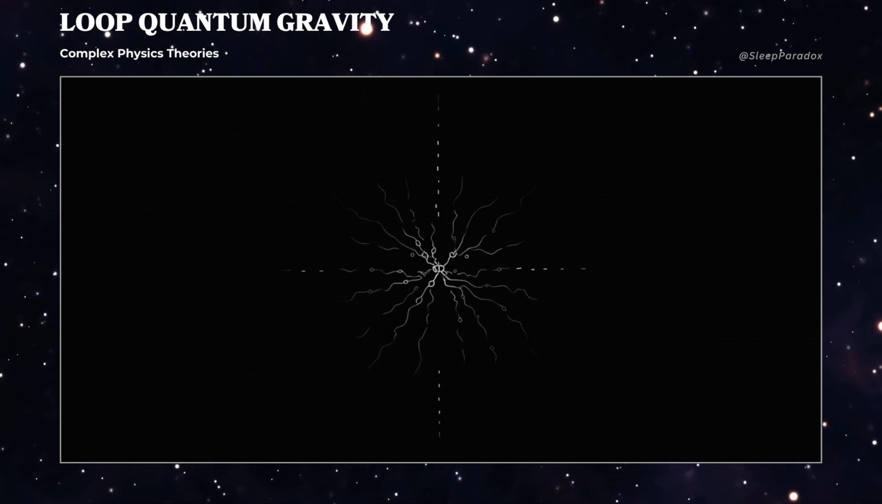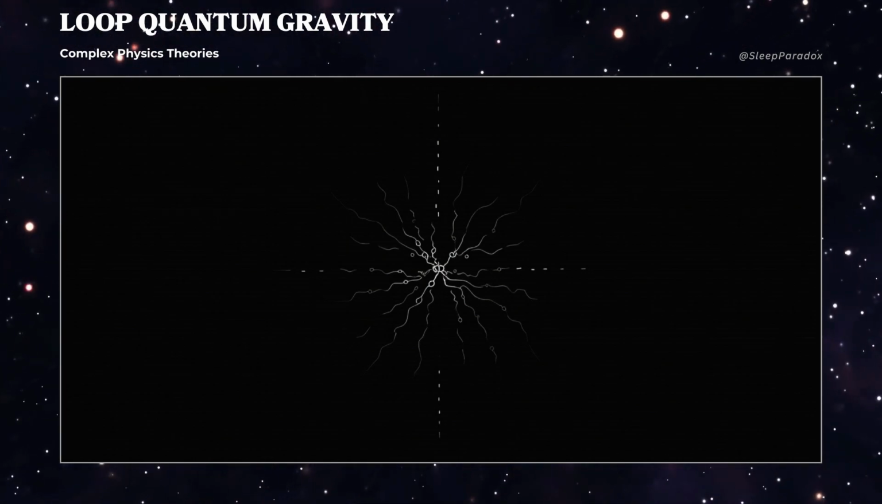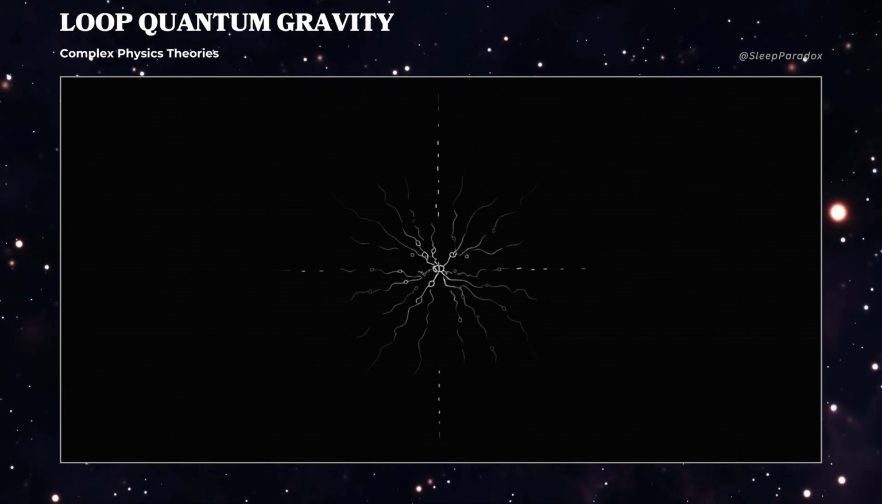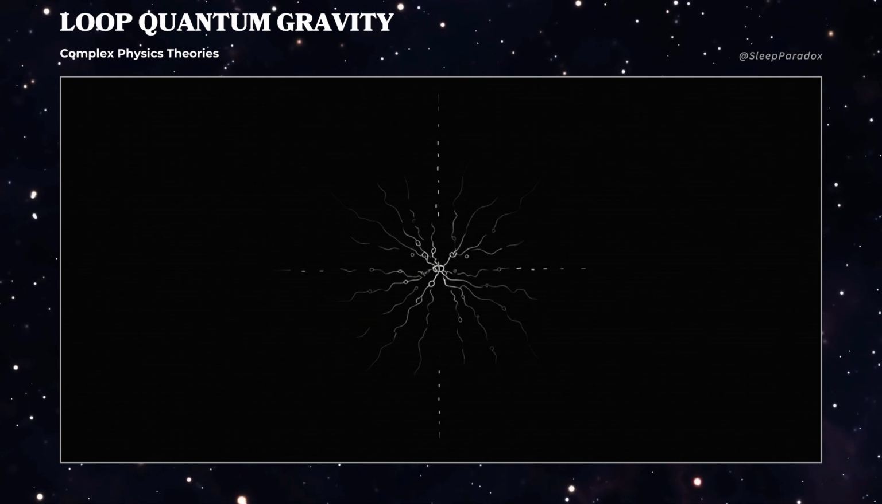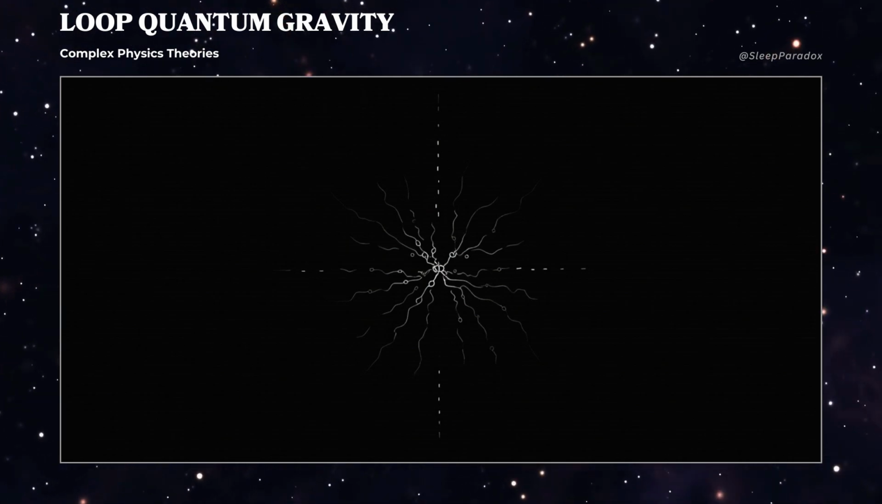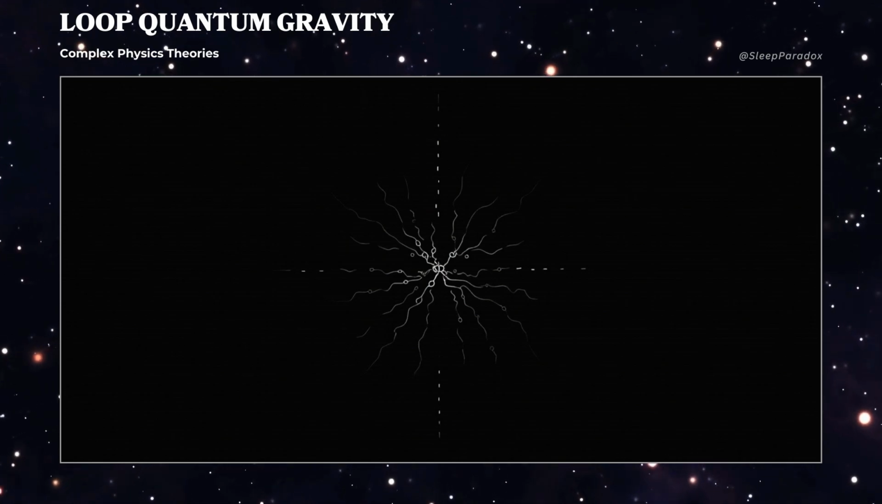What makes loop quantum gravity compelling is its simplicity. It does not rely on extra dimensions or unobservable entities. It starts with the basic idea that space and time are made of something, that the smooth fabric of the universe is, at its core, woven from loops.